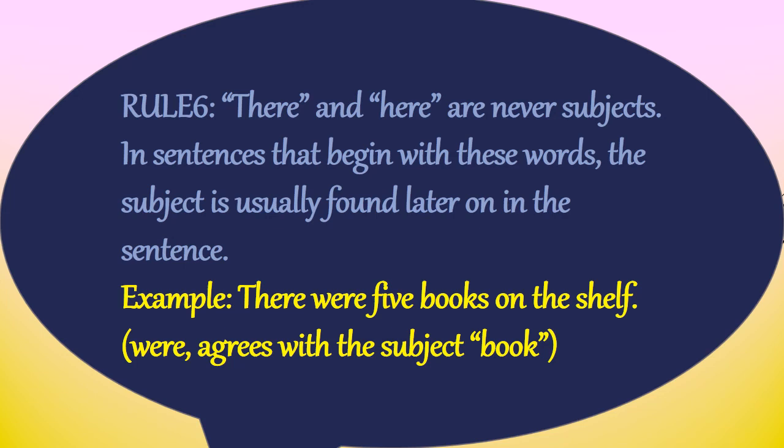Rule 6: There and here are never subjects. In sentences which begin with these words, the subject is usually found later on in the sentence. For example, there were 5 books on the shelf. So here were agrees with the subject books because books is plural. That's why the plural form of the verb is used.